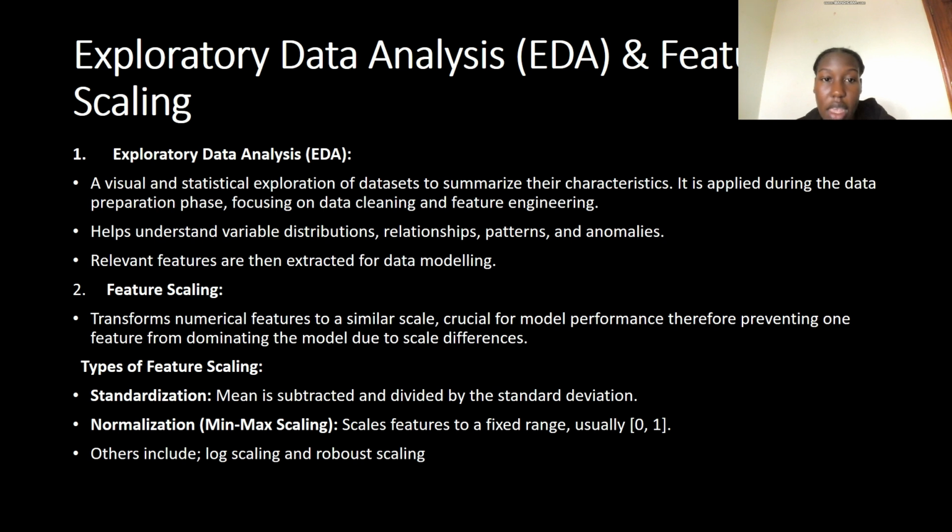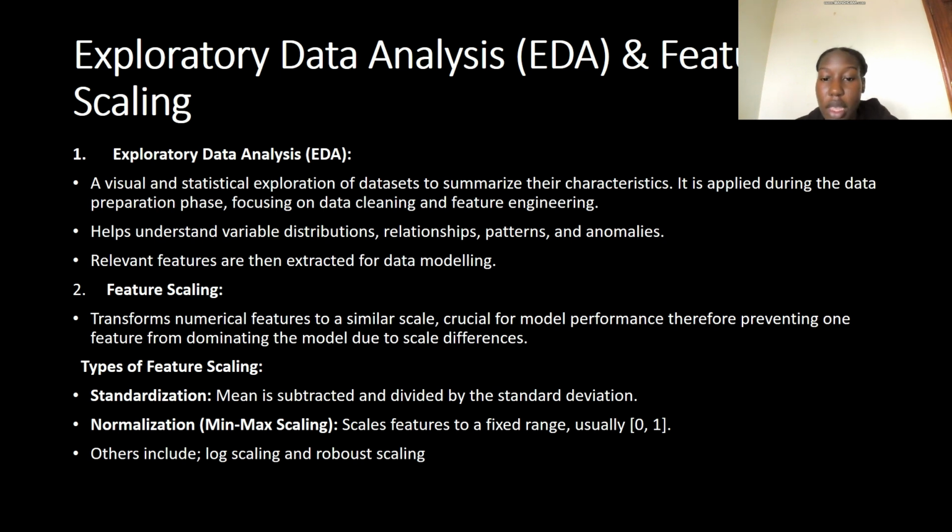Common types of feature scaling include standardization and normalization. Standardization involves subtracting the mean and dividing by the standard deviation, while normalization, which is also known as min-max scaling, is scaling the features to a fixed range. Others include log scaling and robust scaling.